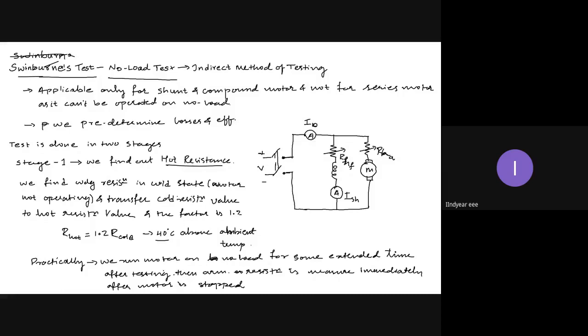The actual way to take the hot resistance is to run the motor after the testing for 15 to 20 minutes, then observe the value of resistance. But generally, our instructors ask you to take the resistance immediately after the test is done, which is as good as cold resistance only, because Swinburne's test can be finished in less than a minute once the connection is done. You have to run the motor, adjust the speed, and take the readings. Readings are voltage and currents. That's it. So this is stage one, where we find out hot resistance.